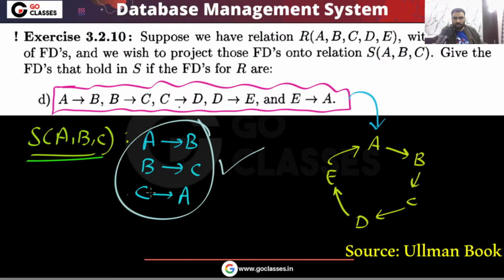Very simple. You can easily see A determines B, B determines C, C determines A. So this is the set of functional dependencies that will hold on the subrelation S. Among the attributes ABC, these are the functional dependencies that will hold.